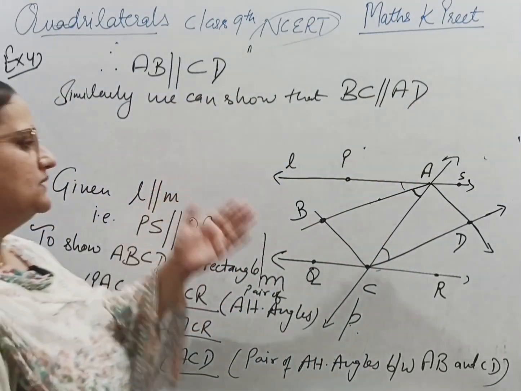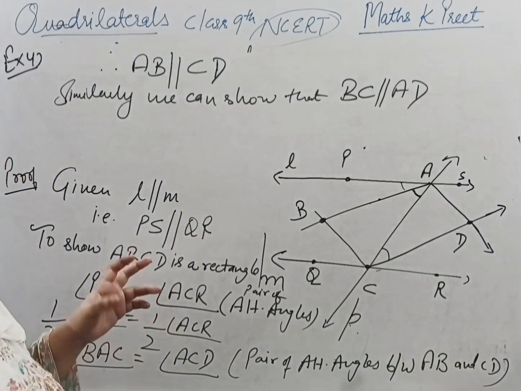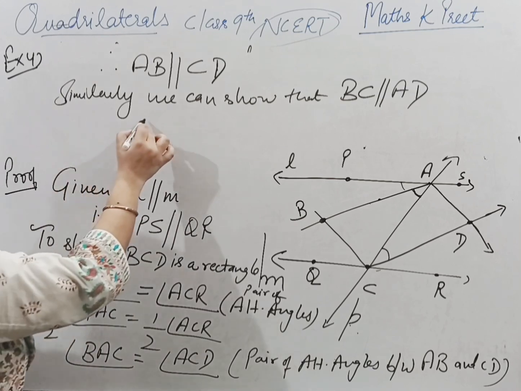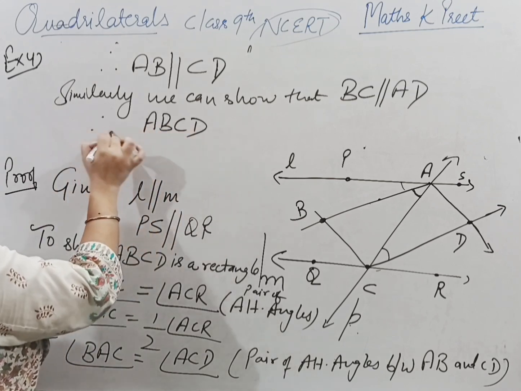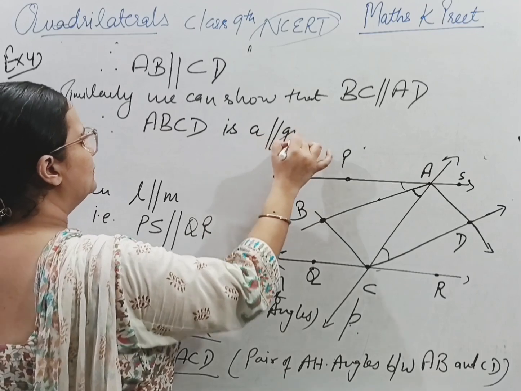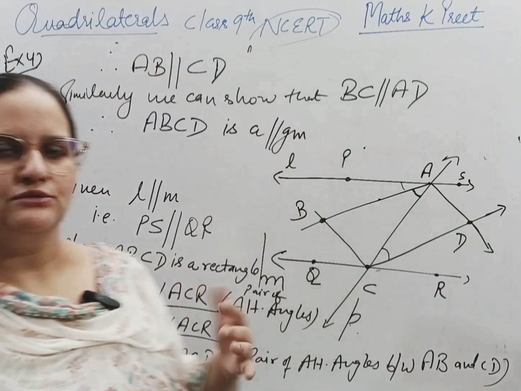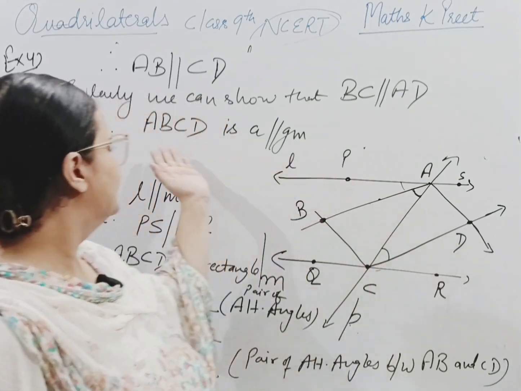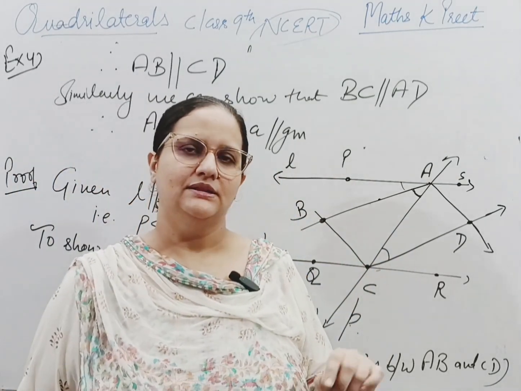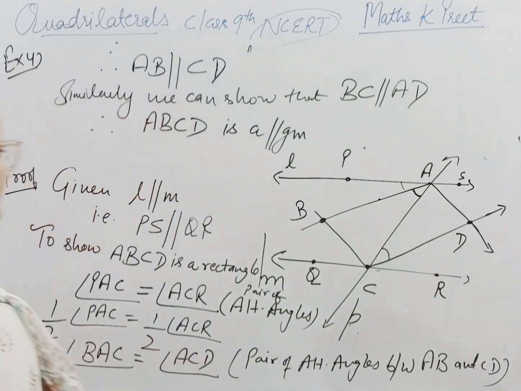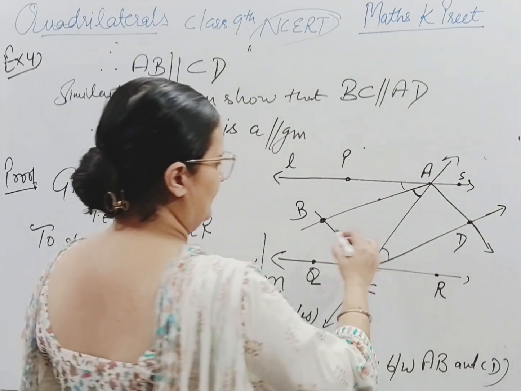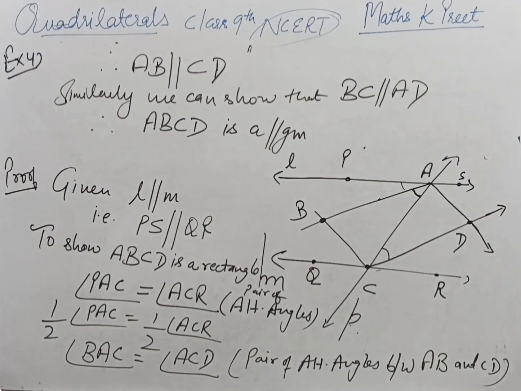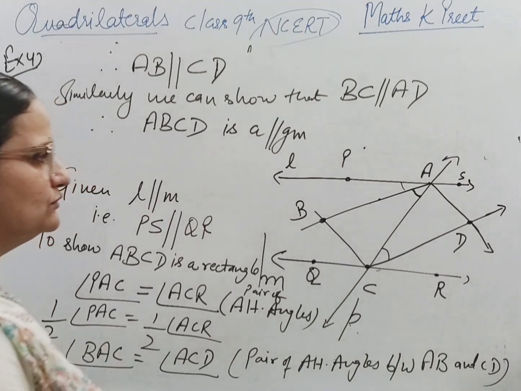When we have shown that opposite pairs of this quadrilateral are parallel to each other, this means it is forming a parallelogram. We have reached the result that ABCD is a parallelogram. To show that this is forming a rectangle, the first need was to show that it is a parallelogram, and if we show any of the angles at the vertices of ABCD is 90 degrees, then it will be a rectangle. It will be proved. Now, how will we show that any of the angles at the vertices of ABCD is 90 degrees?